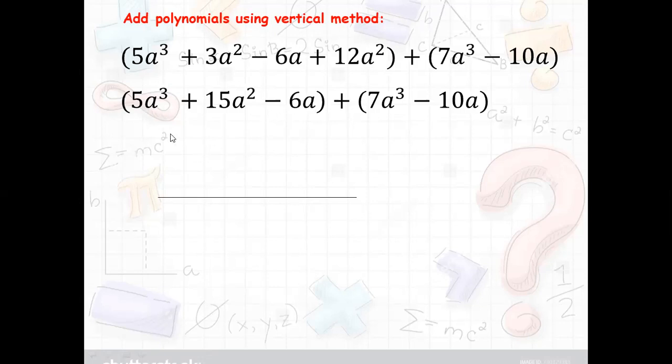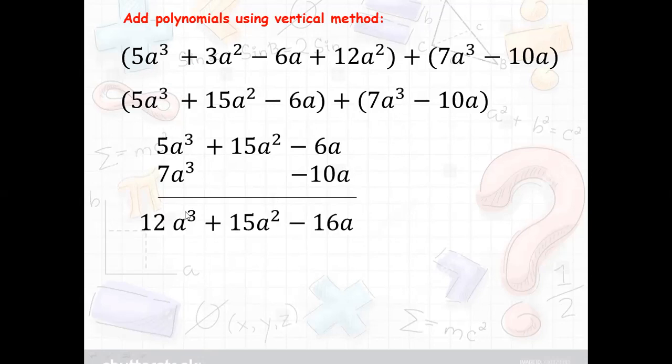So let's arrange them. Always start by writing the longer polynomial first: 5a cubed plus 15a squared minus 6a. Now from the other set of polynomials, we are going to write it under each other like this. This is why it's called vertical. So 7a cubed belongs under 5a cubed, and minus 10a will come under 6a, right? Because they are the like terms, we are just arranging them.